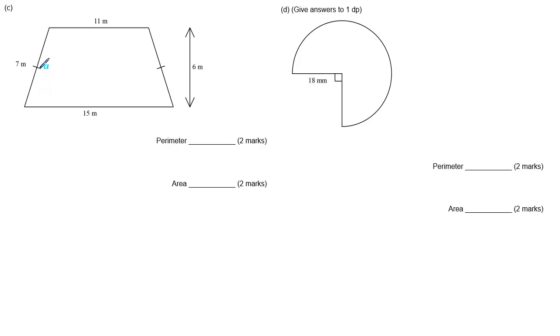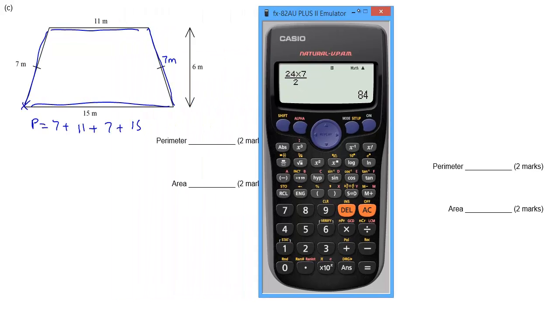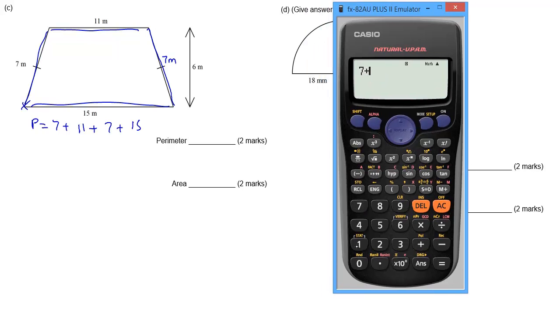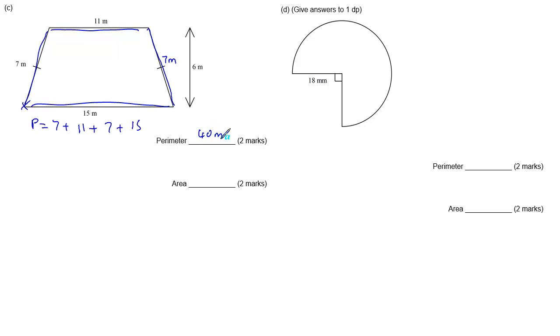Now for this trapezium here, the lines indicate that this is an isosceles trapezium. In other words, this one here is 7 metres. So working on the perimeter, starting here, we'll go 7, then 11, then 7 down to here, and finally 15 back to the start. So that's 7 add 11 add 7 add 15. That gives me 40 metres.